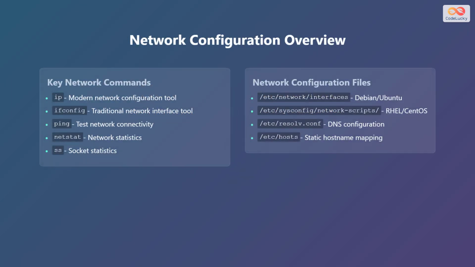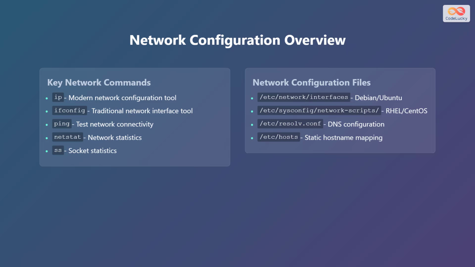Here's an overview of some key network commands and configuration files you'll encounter in Linux. On the left, we have some essential commands. The ip command is a modern tool for network configuration. ifconfig is a traditional, but still useful network interface tool. Ping helps you test network connectivity. Netstat provides network statistics, and ss gives you socket statistics.